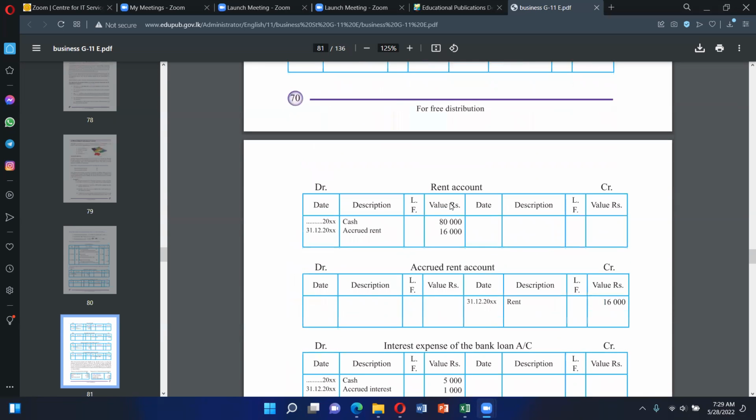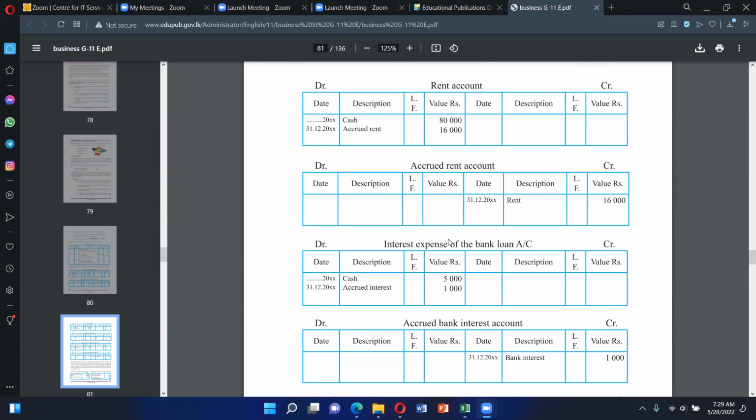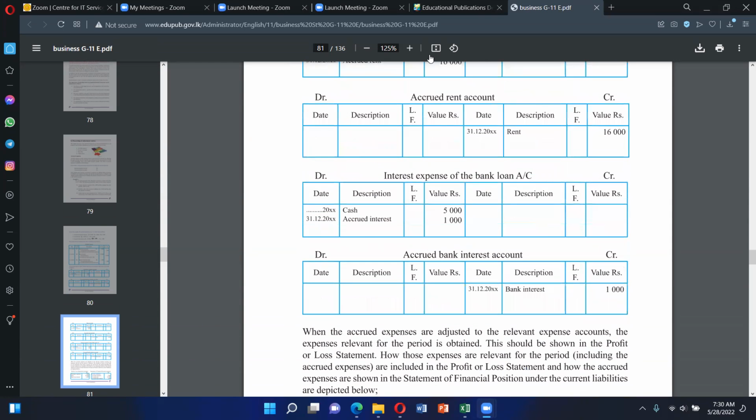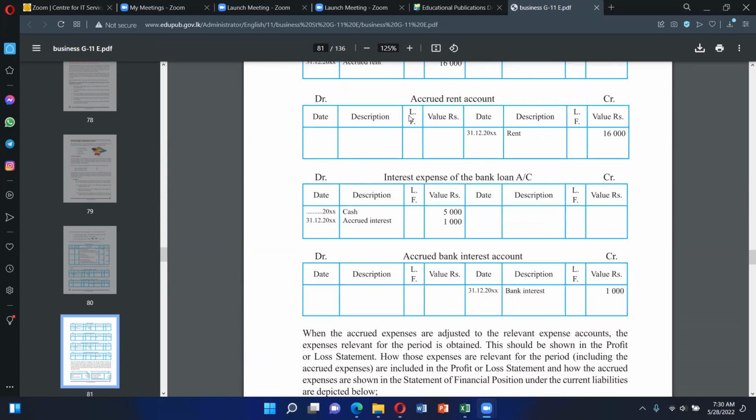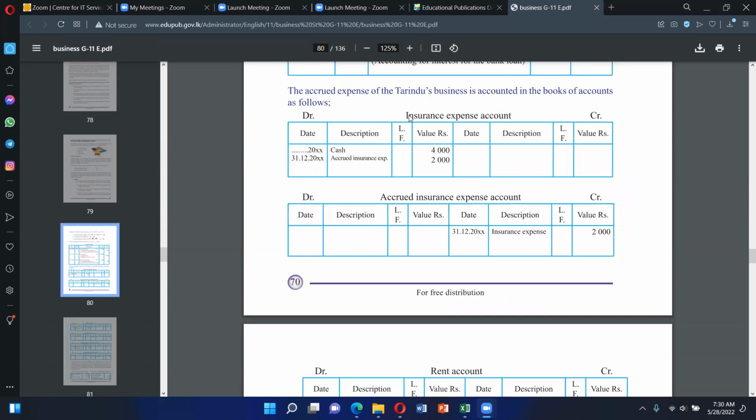Rent account: cash paid 80,000, outstanding rent 16,000. So that is called accrued rent. Rent account debit, accrued rent credit. Interest expense: cash paid 5,000, outstanding amount 1,000. So accrued interest, you pass the entry here. Is it clear? If you have a doubt, please ask. In exams, they won't ask these T accounts, but this is to get an idea.